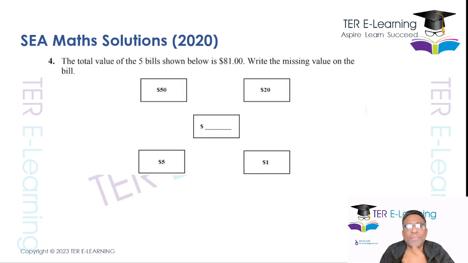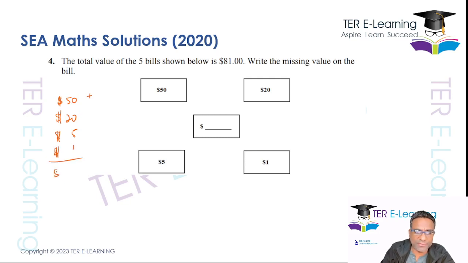Question 4, the total of 5 bills below is $81. Write the missing value of the bill. Well, all we need to do is add up the amount that we do have. So that's $50 plus we have a 20 there, we also have a 5 and we also have a 1. So we just need to add up this. So that's going to give me a total of $76.